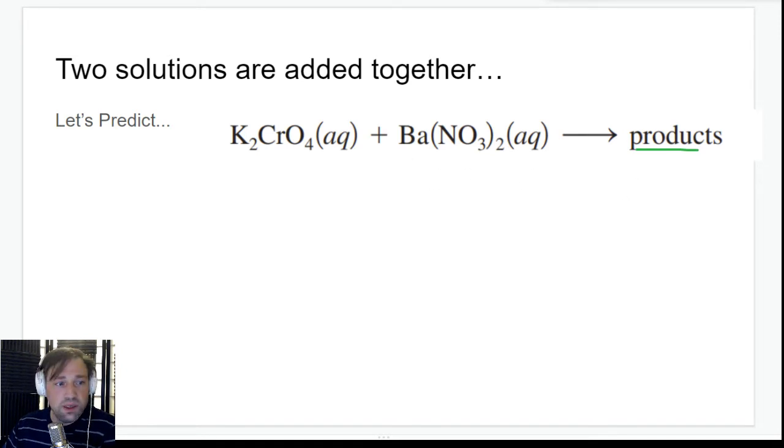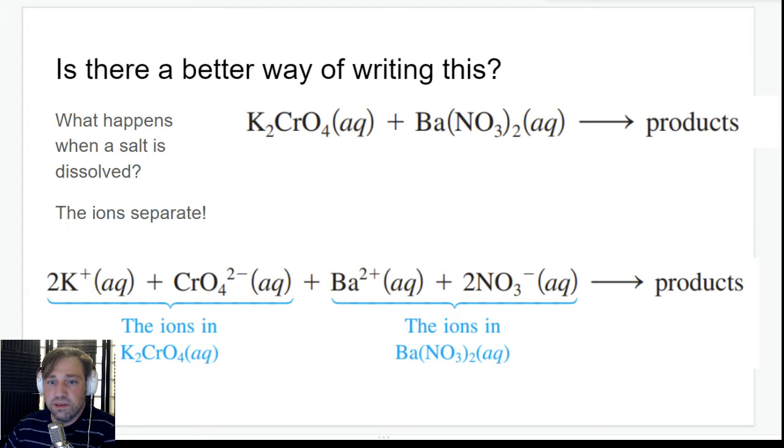Okay. So, first off, is there a better way of writing this? So this is in solution, right? What happens whenever you dissolve a salt in water? Well, those two ions, the cations and the anions, will separate. The potassium ions are going to separate, and the chromate ions are going to separate as well. The barium ions are going to separate, and the nitrate ions are going to separate. So you're going to end up with something that looks like this. This is another way of writing these things out.